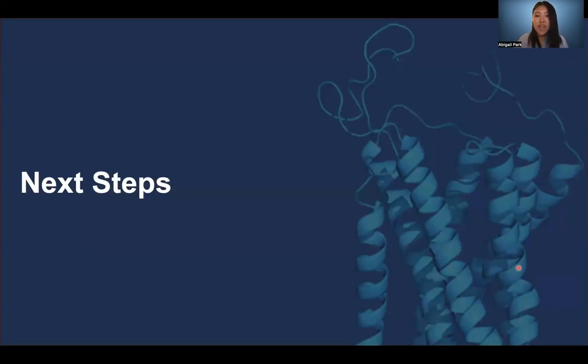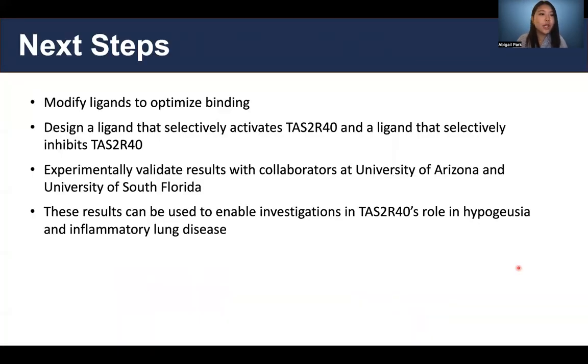And so now that we have a structure of TAS2R40 and a pretty good understanding of its binding mechanism, the next steps of my project are to modify the ligand to optimize binding. And we would also like to design a ligand that selectively activates TAS2R40 and a ligand that selectively inhibits TAS2R40. And we'd also like to experimentally validate results with collaborators at the University of Arizona and the University of South Florida. And hopefully all of these results can be used to enable investigation into TAS2R40's role in hypogeusia and also inflammatory lung disease.